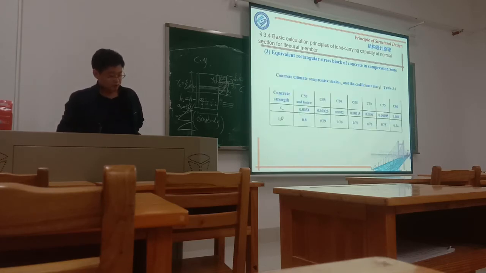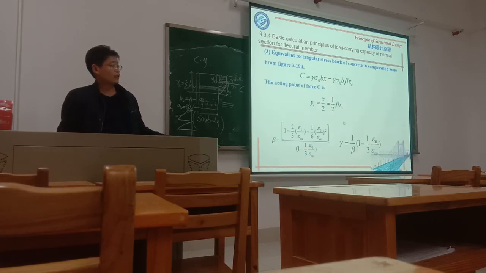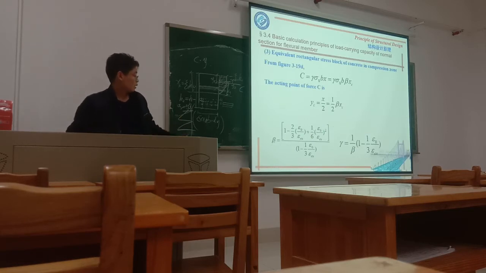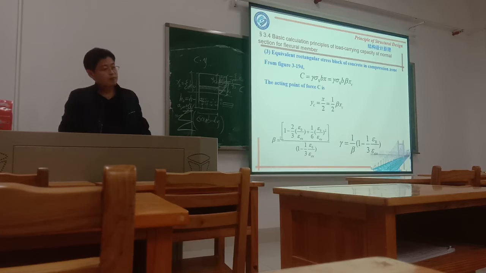So the value of beta in this table, how we got this value. We check the code, it does tell you how this value comes from. But now we just tell you how we got the different values of beta. Just use this equivalent rectangular stress block and this formula, then you can get this beta value. When we start to design, we just apply the formula and we will not need to calculate the value. In the code, we will find the value.